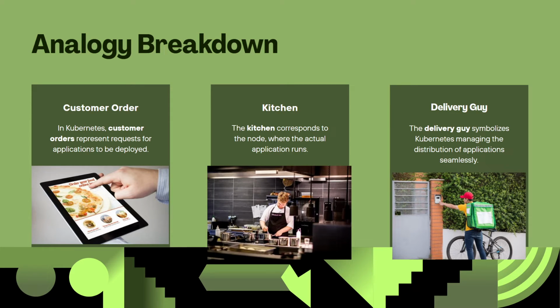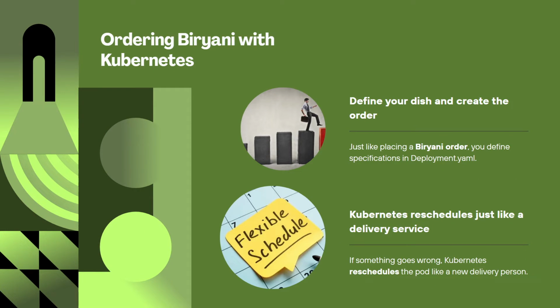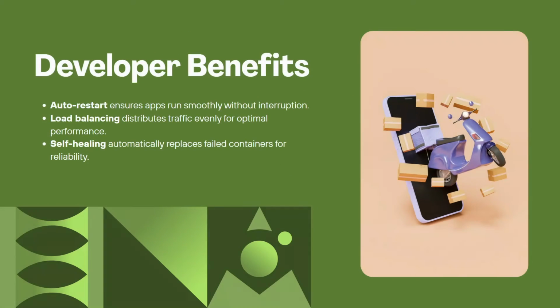So next time when someone says Kubernetes is hard, just say that it's like Swiggy or Zomato, but for your apps. So you are ordering biryani with Kubernetes: define your dish and create the order, just like placing a biryani order. You define specifications in the deployment.yaml. Kubernetes reschedules just like a delivery service. If something goes wrong, Kubernetes reschedules the pod like a new delivery person.